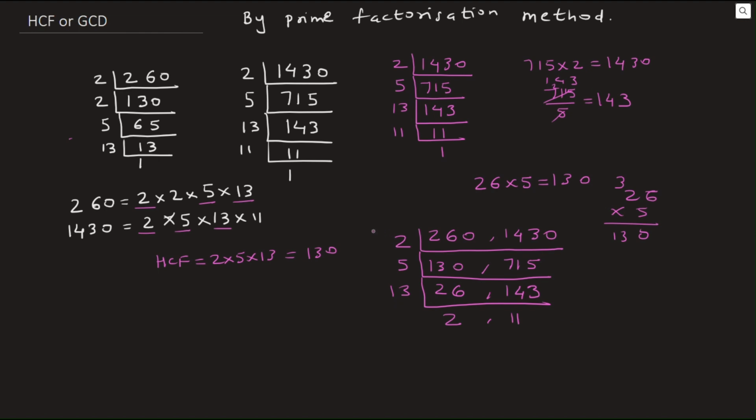And the HCF is the product of these three numbers on the left. So the HCF equals 2 times 5 times 13 equals 130. So I can see by the three methods I find out the same answer, which is 130.